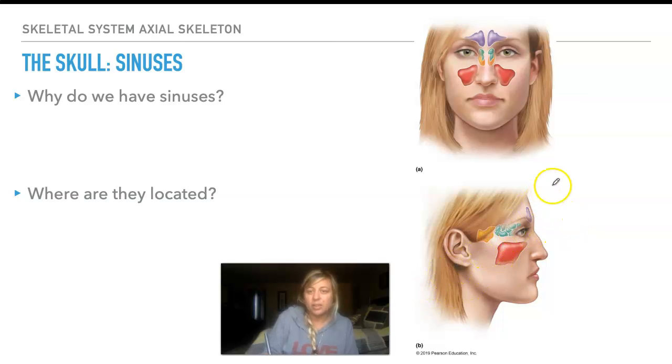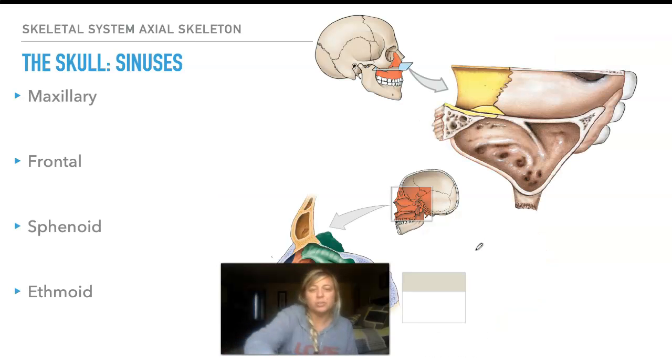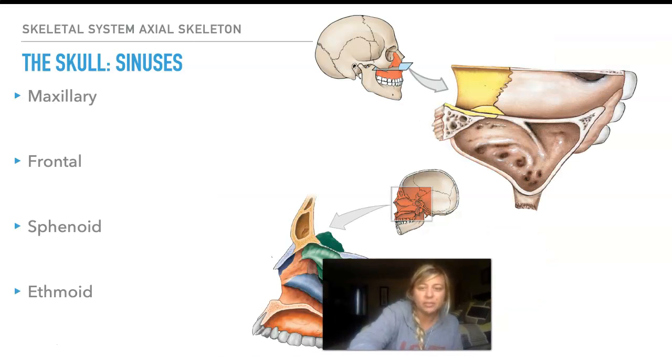So we have one set of sinuses up here in the frontal bone. We have another set of sinuses in the maxillary bones. We have another set of sinuses in the ethmoid bones. Those are the green ones, the ethmoid air cells. And we have a set of sinuses in the sphenoid bone. And the next slide shows a different view of some of those sinuses.